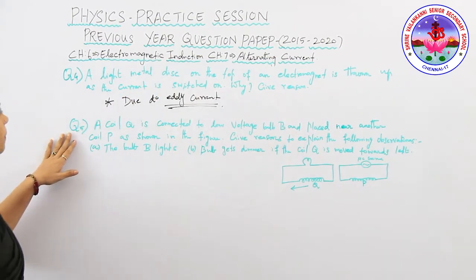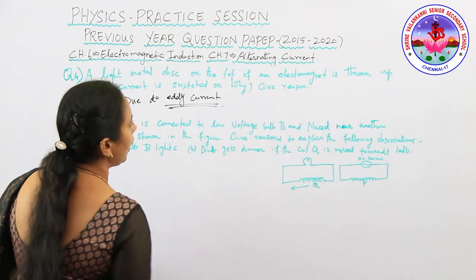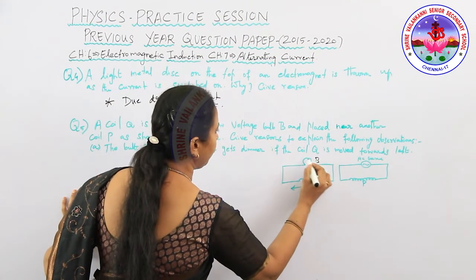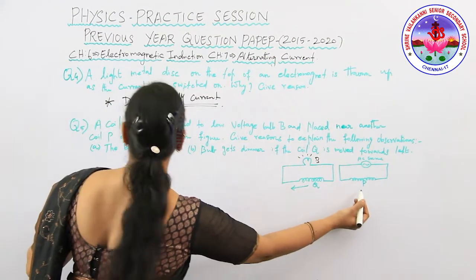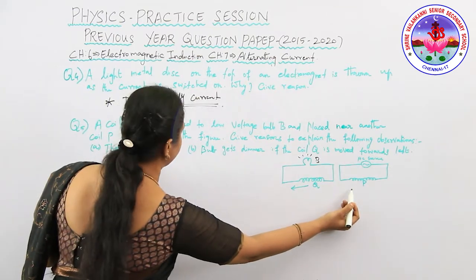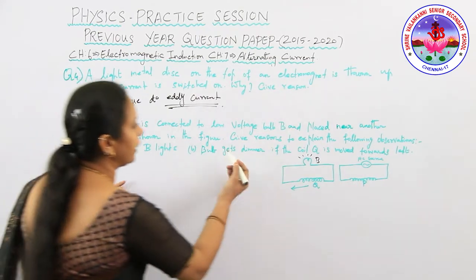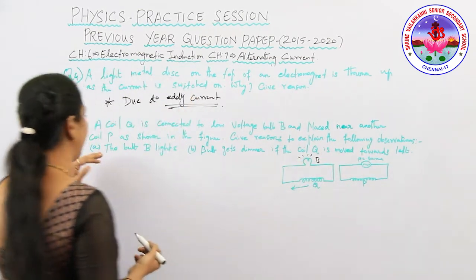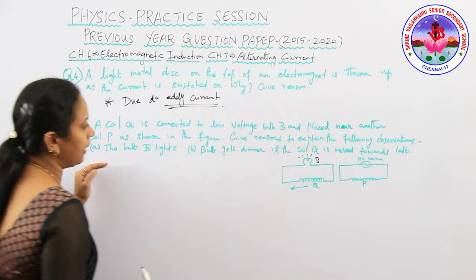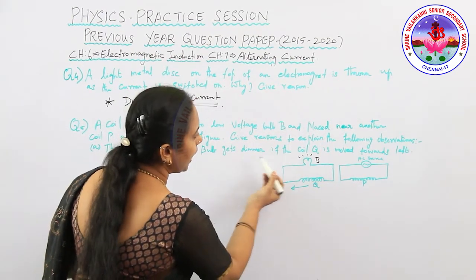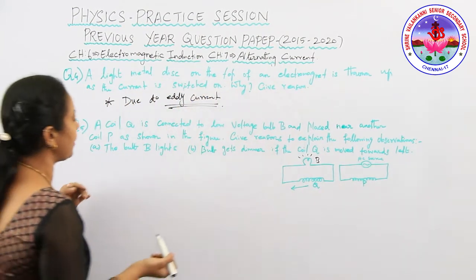And next question number 5, a coil Q which is connected to a low voltage bulb B. So this is bulb B, the low voltage bulb, which is connected to the coil and placed near another coil P as shown in the diagram. So this is connected with the AC source, right? Now you have to give reason to explain the following observations. First, the bulb B lights well, and the bulb B gets dimmer if the coil Q is moved towards left. See the situations, observe the situations, children.